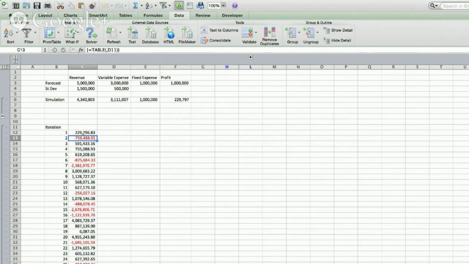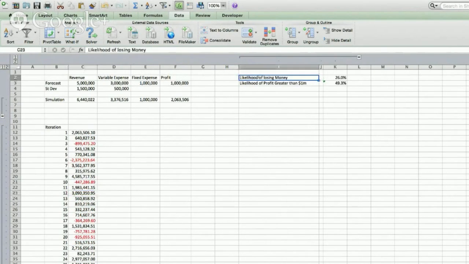So what this means is now I have 1,000 different iterations of this distribution curve. So what I can do now is figure out the percentage of these that end up being negative. So let's walk through that then. Here's your likelihood of losing money. In this case, it's 26%.